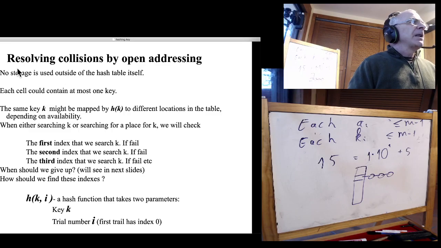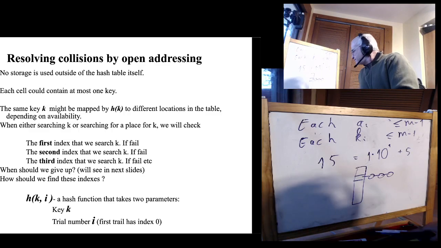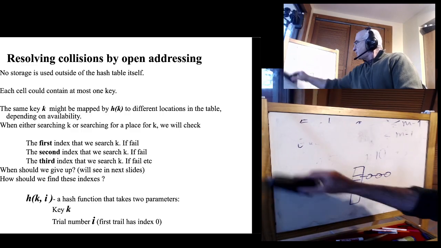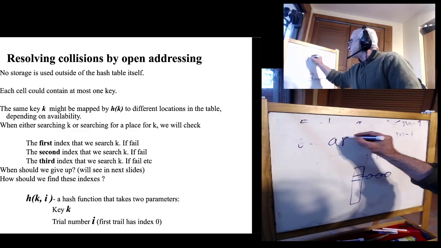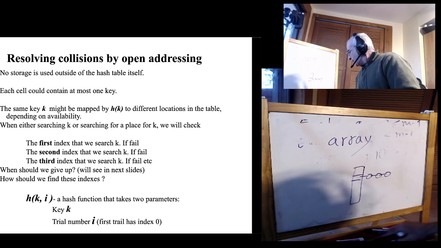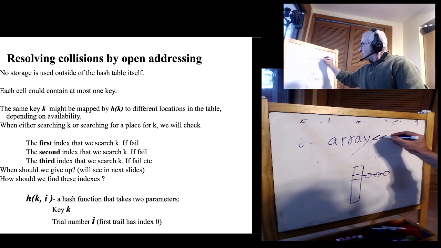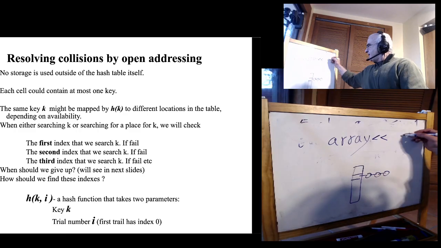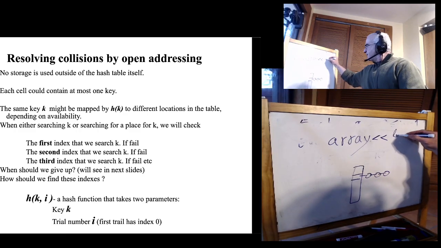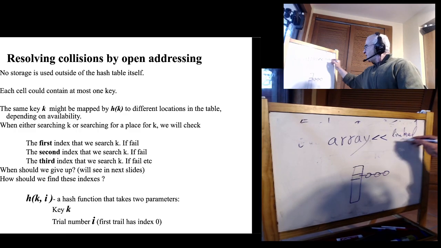So, in general, in terms of actual constants, everything that you can do in an array, a real array in C, not in Java, is much faster than anything you can do with linked lists.